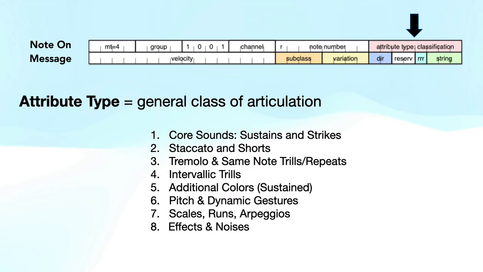So the first one, this attribute type, calls up these different attribute classifications. We took all of the normals and put them into one attribute type. All of the shorts, staccatos, pizzicato, and so on, are in one classification. All of the trills are in one classification, and so on. And so the attribute types are used to tell you what classification is going to be found in the other field.